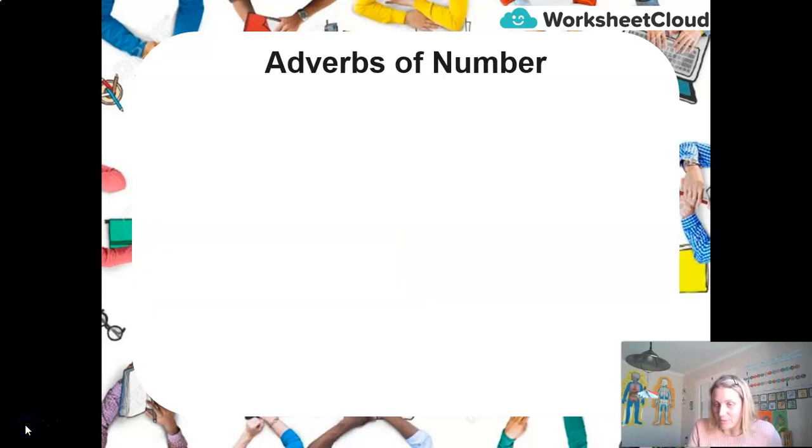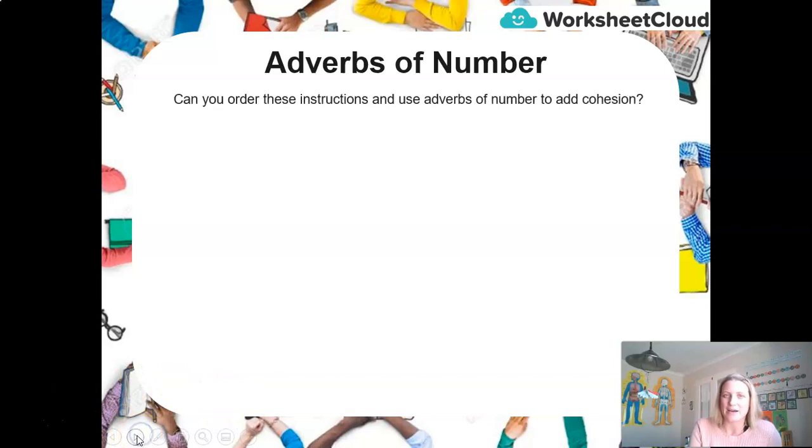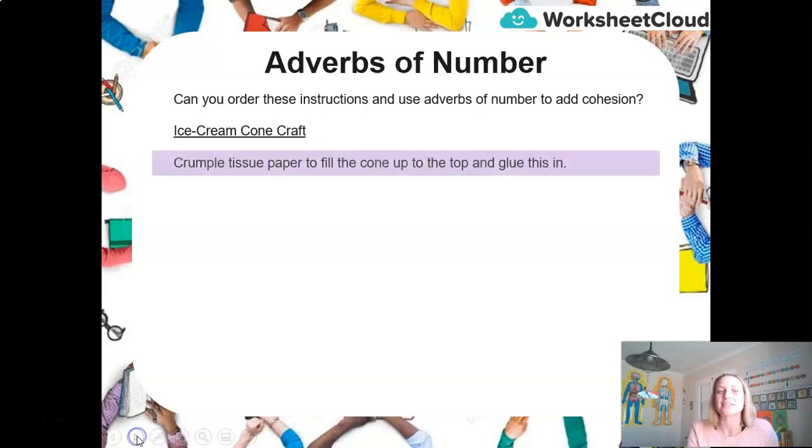Last but by no means least, we cannot forget adverbs of number. Now, remember I said at the very beginning when I introduced adverbs of number that they often are used to introduce instructions or used in instructional writing. So here I have got instructions on ice cream cone craft. Oh, that's a tongue twister.